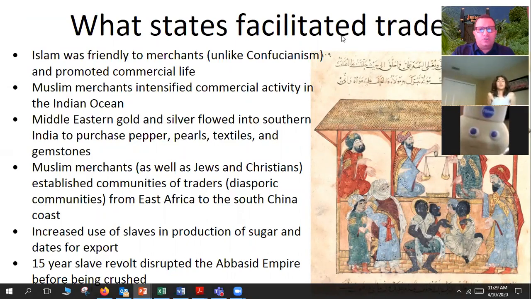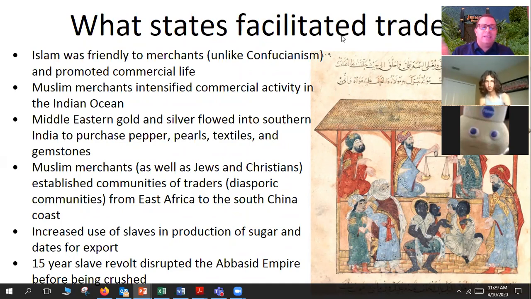Our second group of major traders along the Indian Ocean trade route were the Muslims. What's really important here, and a really big difference, is that unlike the Chinese, who were very wary of merchants, Islam as a culture embraced the merchant class. They were very friendly to merchants. The Muslims promoted merchants, trade, and commercial life. So they very much wanted to be involved in this. It was not the sort of reluctant movement that you saw with the Chinese. The Muslims were very active and very dedicated traders.